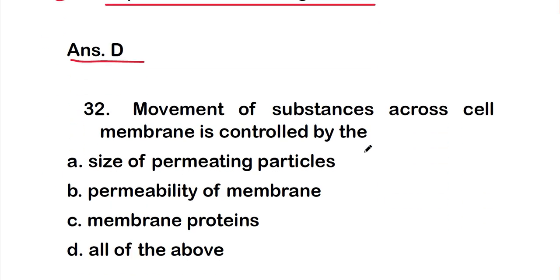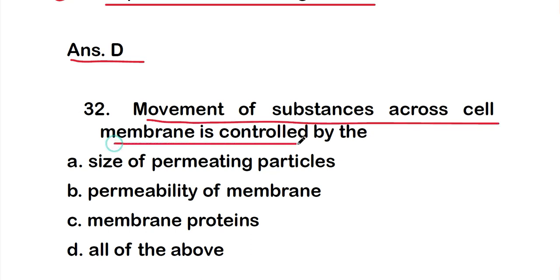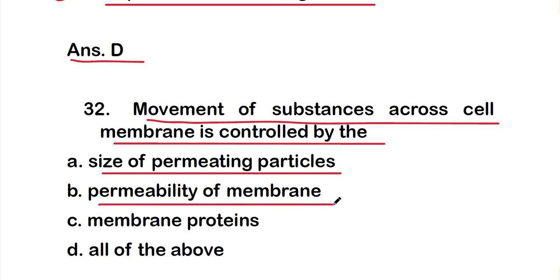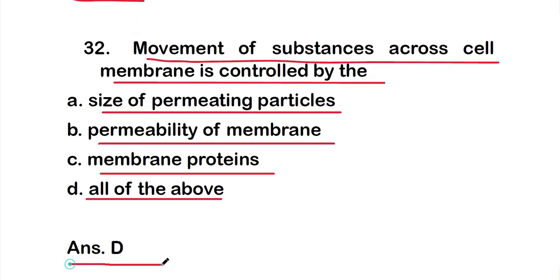Okay, next is question number 32. Movement of substances across the cell membrane is controlled by option A size of the permitting particles, option B permeability of membrane, option C membrane proteins, or option D all of the above. The right one is option D, that is all of the above. So movement of substances across the cell membrane is controlled by all of the above.